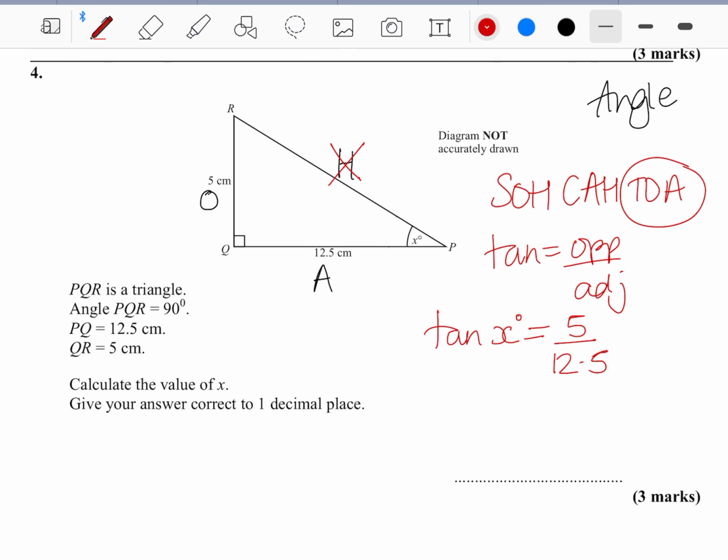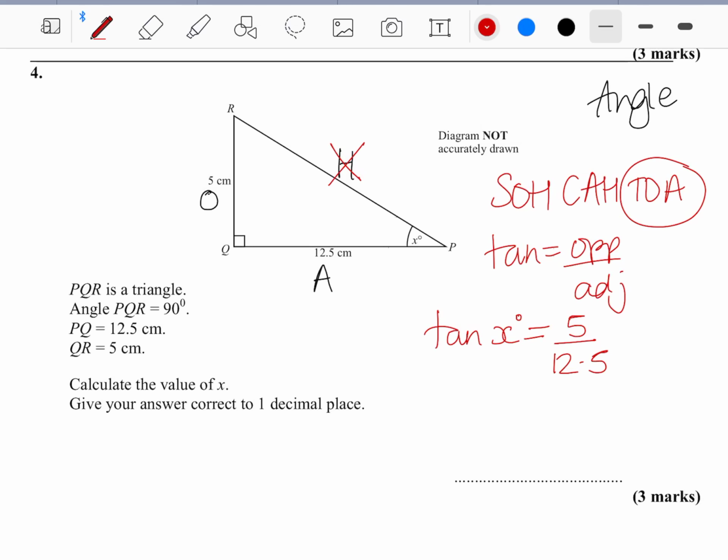And you're really not in control as to whether the big number's on the top or the big number's on the bottom. You've just got to make sure that whatever order they're written here, opposite on the top, adjacent on the bottom. Because you can't say it's always going to be the big number on the bottom, sometimes it's on the top.